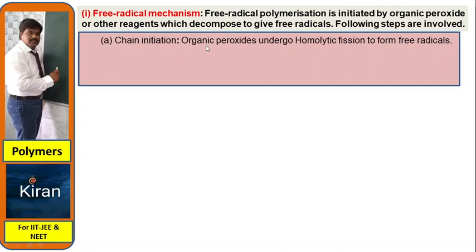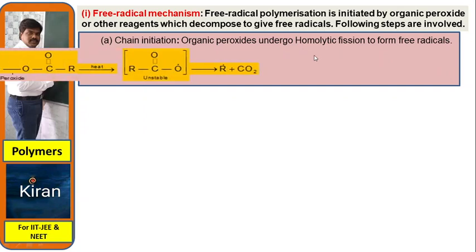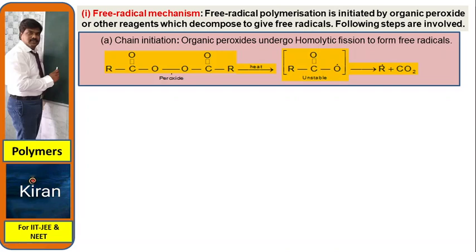Step 1, chain initiation. Organic peroxides undergo homolytic fission to form free radicals. Homolytic fission means, I am going to show you, for example, this is hydrogen, one of the molecules. This molecule is formed by a covalent bond. This covalent bond is equally divided into two parts, that is homolysis. The covalent bond is equally decomposed into two parts. During the homolytic fission, you will get two free radicals. This is changed into H dot, this is changed into H dot.